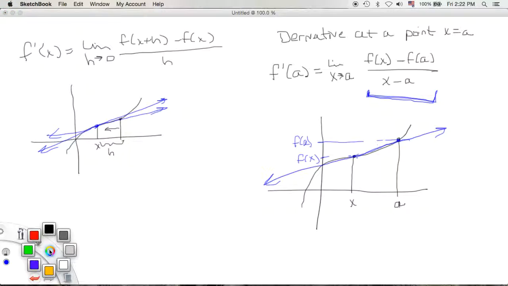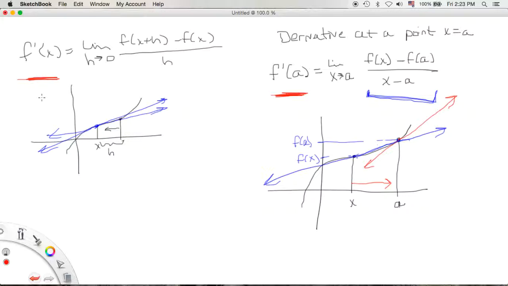But we don't want the slope of the secant. We want the slope of the tangent line at a. So we want the slope of this line here, this tangent line. So what we do is we take our x closer and closer to a until we get to this tangent line. That will give us the slope of the tangent line specifically at that point a. The previous definition gives us a general equation, so that we can plug in any numbers we want for the derivative. And this one we're using at a specific point.